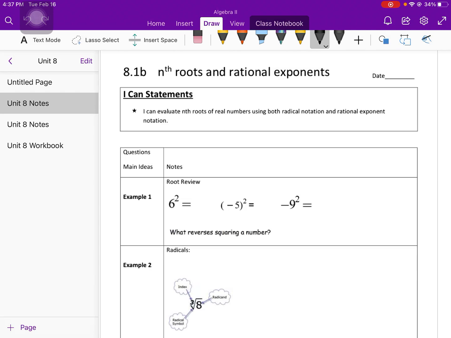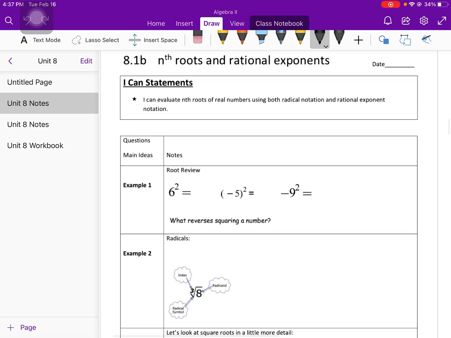Hey guys, welcome to 8.1b, nth roots and rational exponents. So this is the second lesson having to do with exponents and radicals. Some of this is going to be review, some of it is going to be brand new. So let's just go ahead and get started.